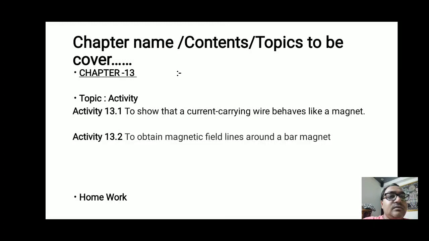So today's topic is these two activities. The first one is 13.1. Its aim is to show that a current carrying wire behaves like a magnet, and activity 13.2's aim is to obtain magnetic field lines around a bar magnet. I will teach these two activities in this video, and at the end of this video I am giving you certain questions that you should write in the physics notebook.